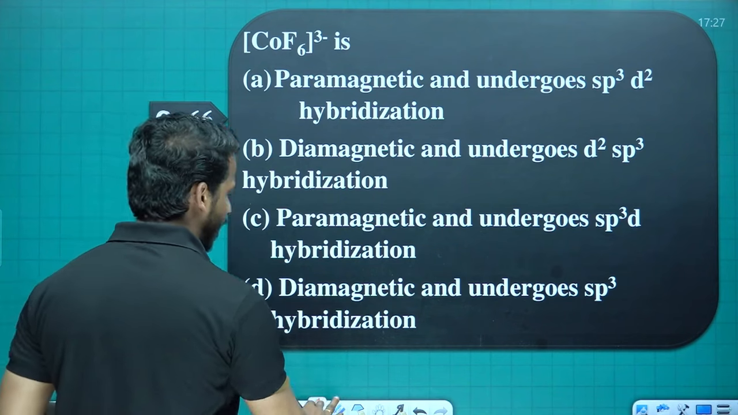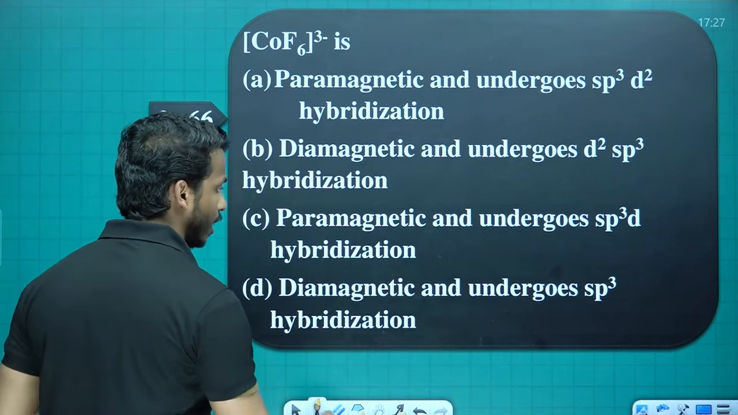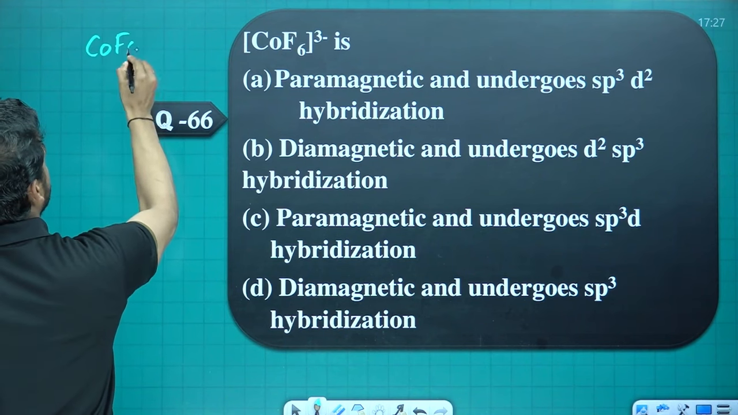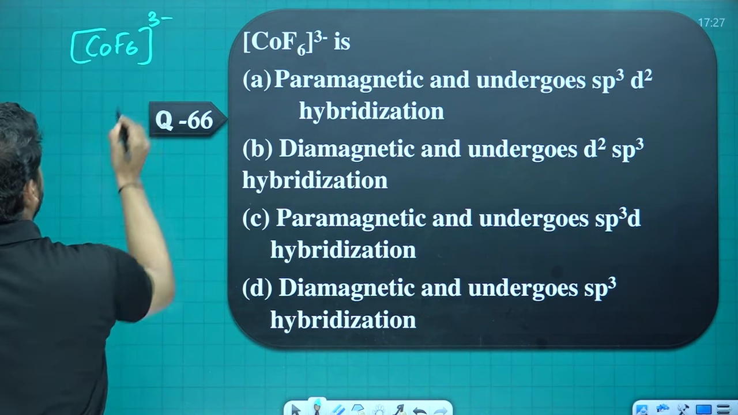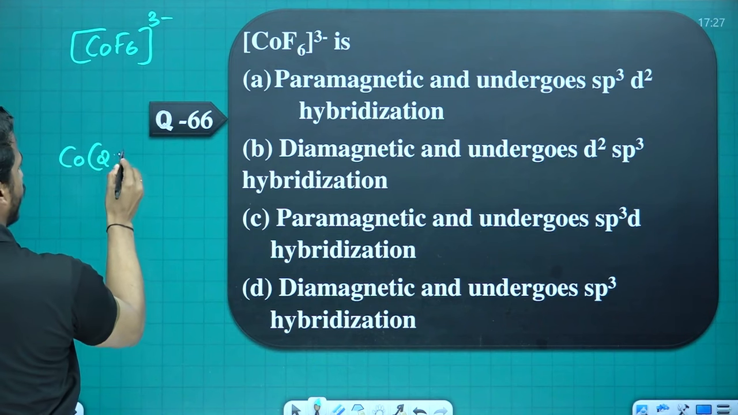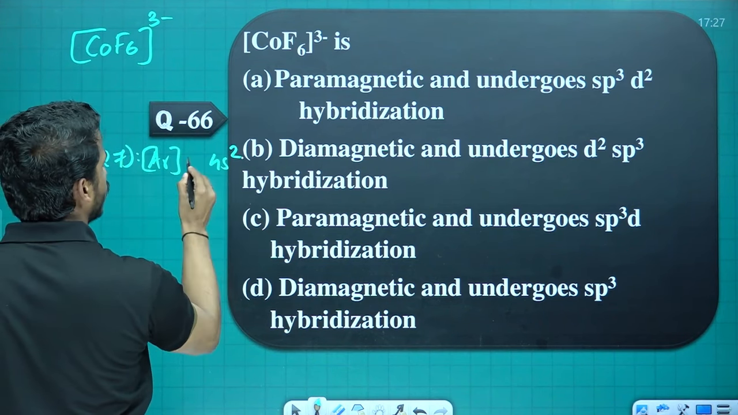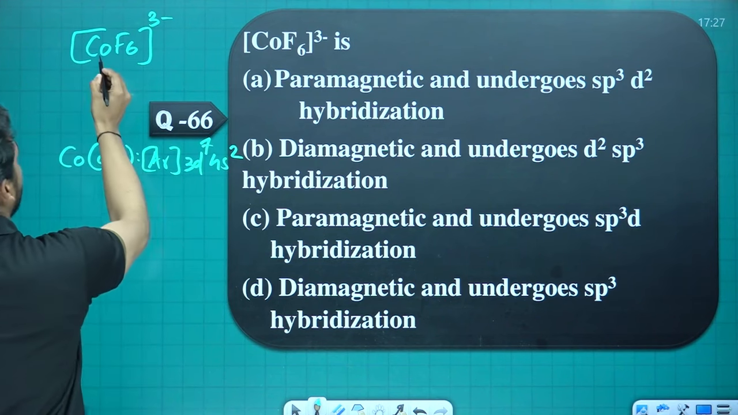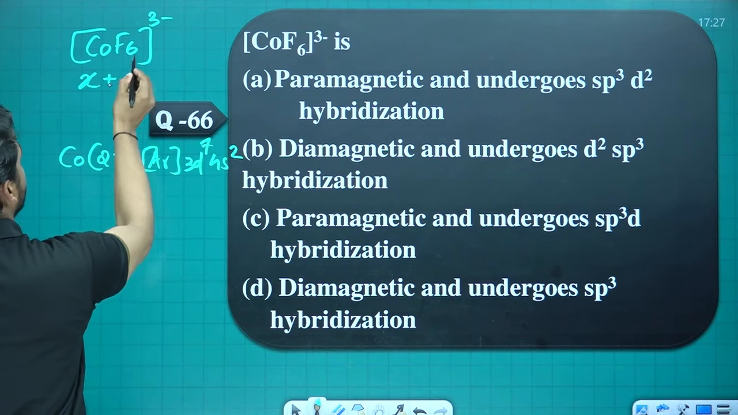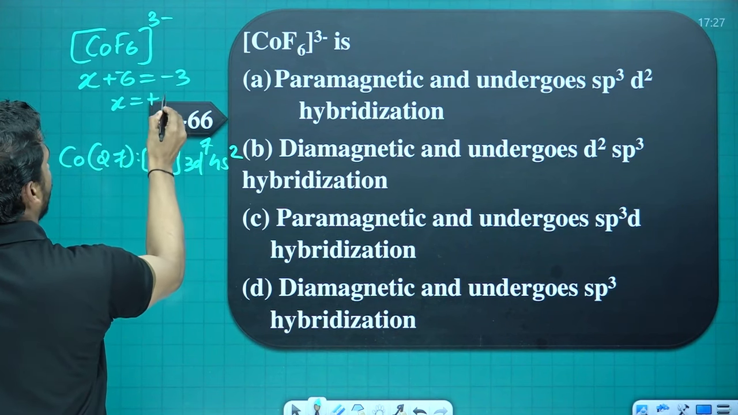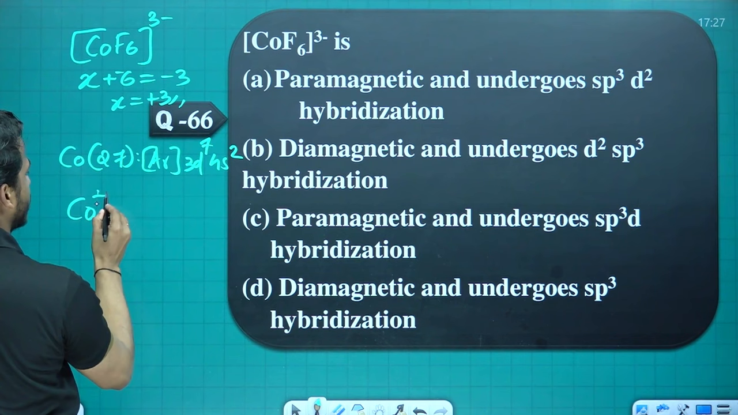COF6 3-, they are asking you the geometry and all. Okay, dear all, let us calculate faster. What is the species? COF6 3-, which is the central atom? Cobalt. Cobalt atomic number is 27, so we can write it as argon 4s2 3d7. What is the cobalt oxidation state? X, 6 fluorine -6, overall charge -3, X equal to +3. So cobalt charge is +3.